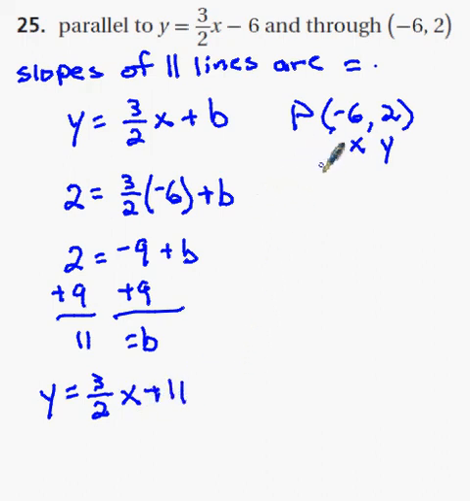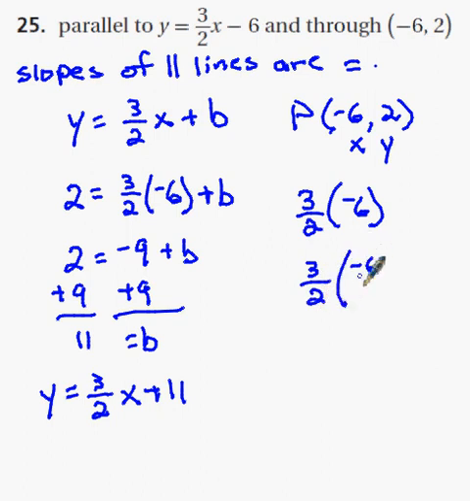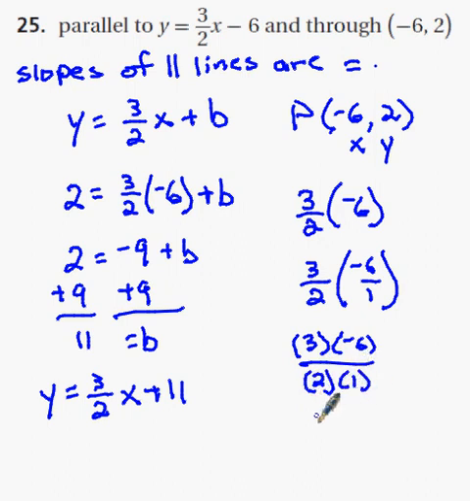Now I want to touch on the fact that some students seem to have problems with multiplying 3/2 times -6. Well, one thing you could do is recognize that -6 is actually -6 over 1. And the rule for multiplying fractions together is you multiply the numerators and you multiply the denominators. So here I would have 3 times -6 on my numerator, and I would have 2 times 1 in my denominator, which turns out to be -18 over 2, which is -9.